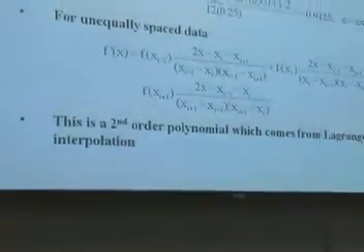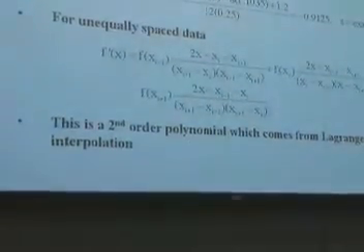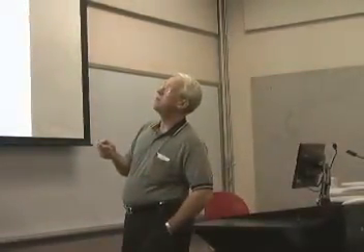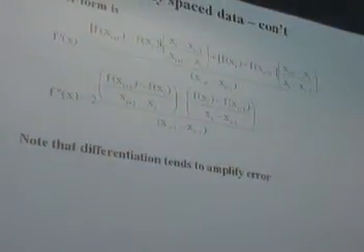All right? That's a 2nd order polynomial. Where does it come from? Lagrange interpolation. This is another form for unequally spaced data. Here, I have a first derivative, all right? And it's based over, it looks like a central difference approximation, right? I mean, in a way.